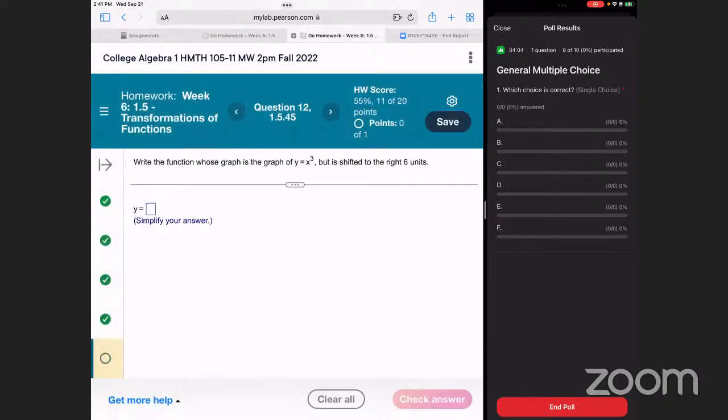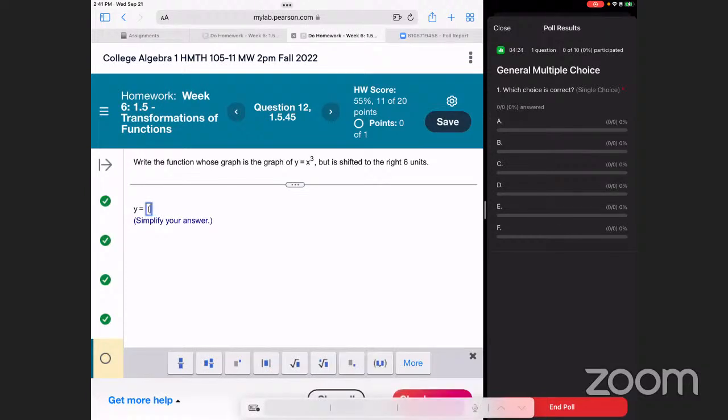Again, we didn't get an opportunity to do it together, but it was definitely in my pre-recorded lecture. Write the function whose graph is this, but shifted to the right by 6 units. Notice we're doing a horizontal change, which means it needs to be inside our basic function. If we're going to the right, we need to subtract 6 on the inside. So this is going to be (x minus 6) to the power 3. We subtracted 6 on the inside.